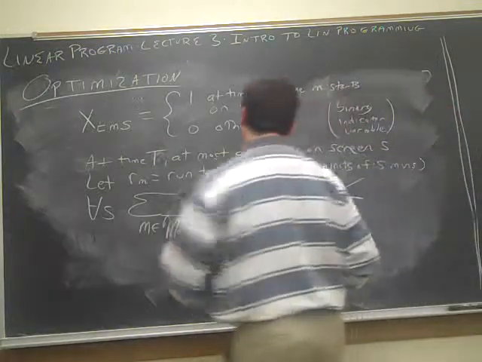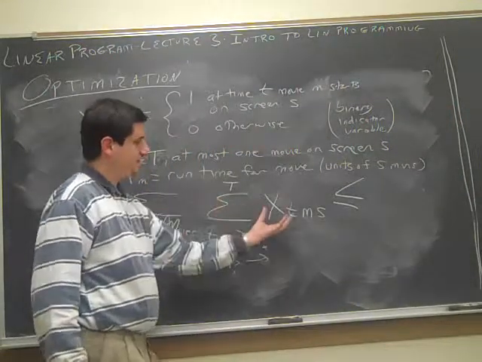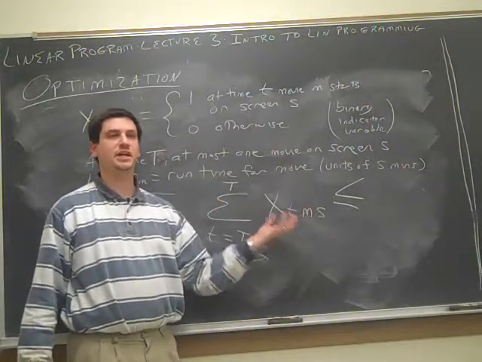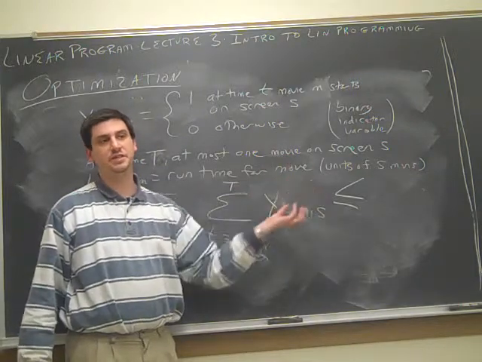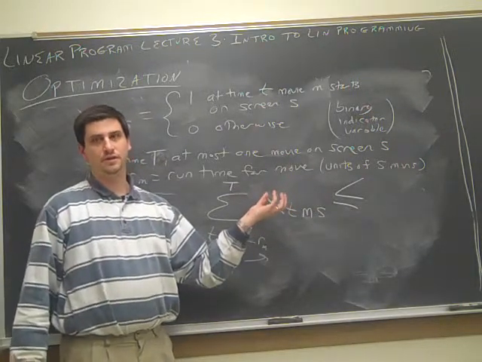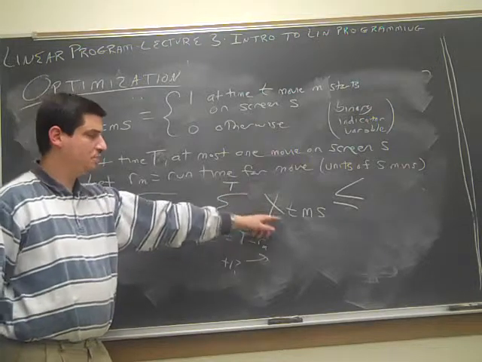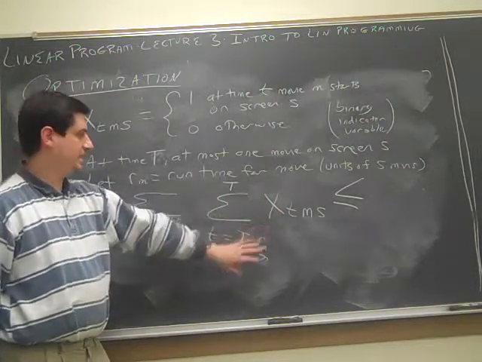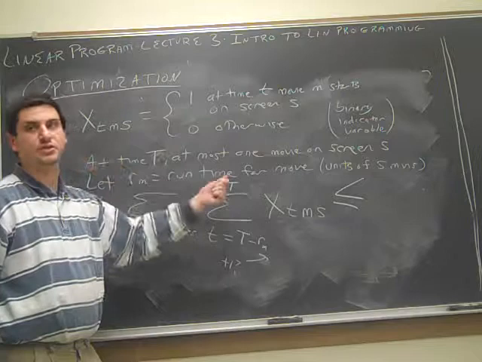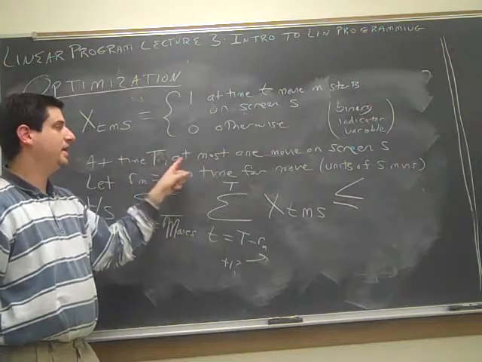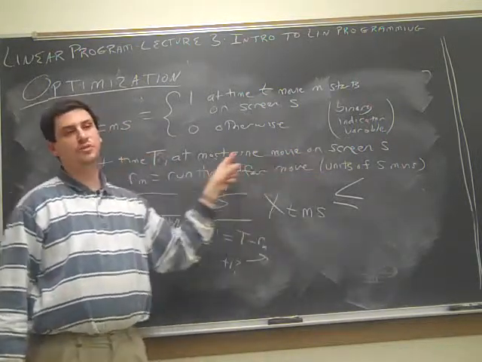So let's think about what this is telling me. For each movie, this tells me if that movie has been started and is playing on screen S at time big T. And so every time I start the movie M on screen S within this time frame, I get an extra plus one. And I want at most one movie to be playing on screen S.